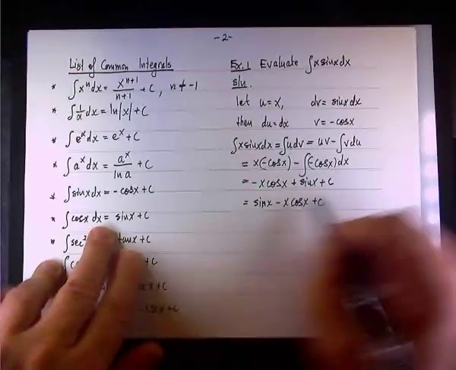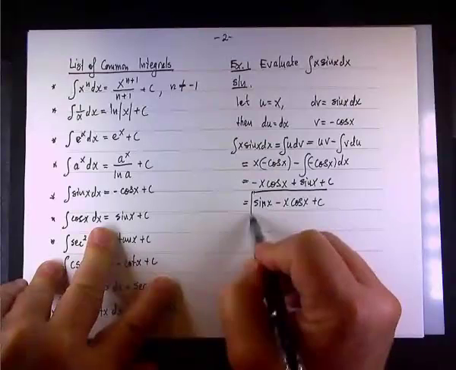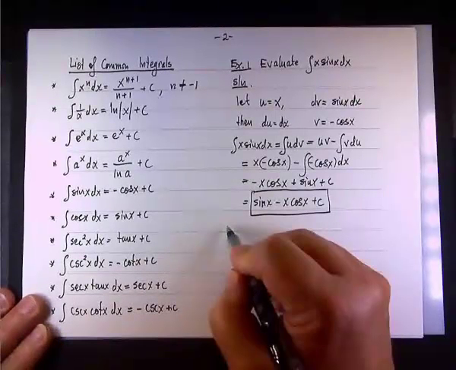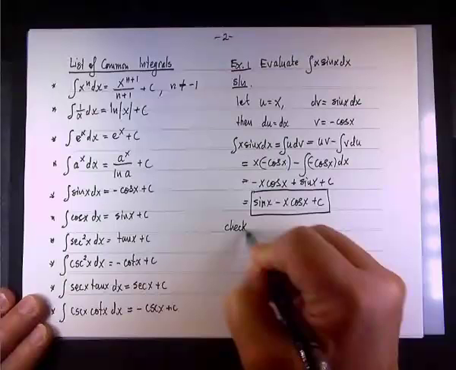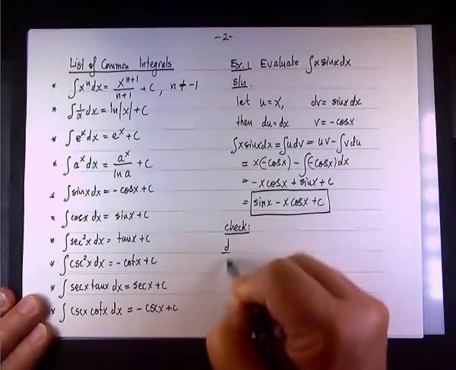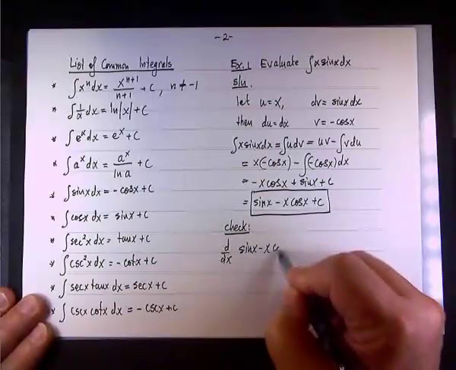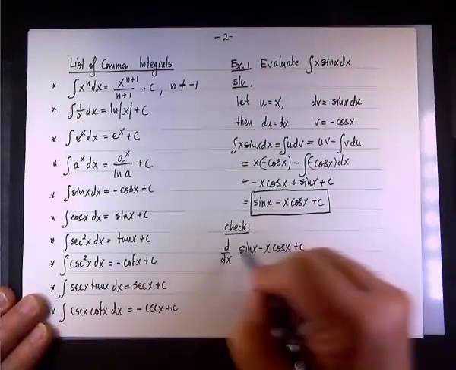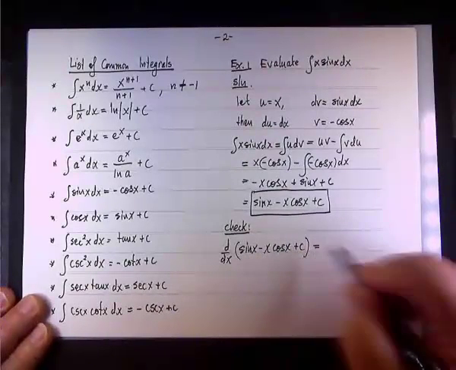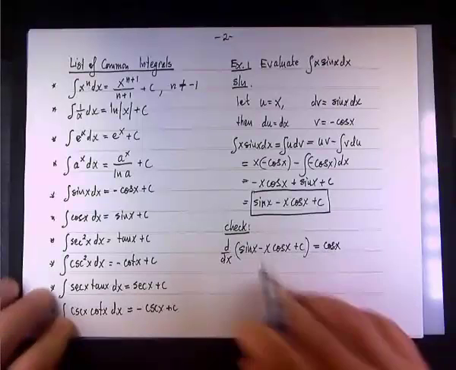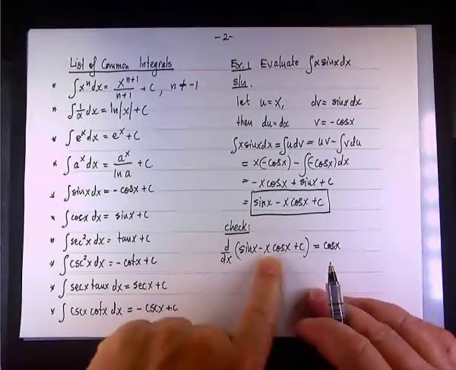So let me rewrite it. The result will be sine x minus x cosine x plus c. Here's the question. At this point, how do I know that this is the correct solution? Simple enough. I can check by differentiating, right? So let's see if d/dx of sine x minus x cosine x plus c indeed equals x sine x.